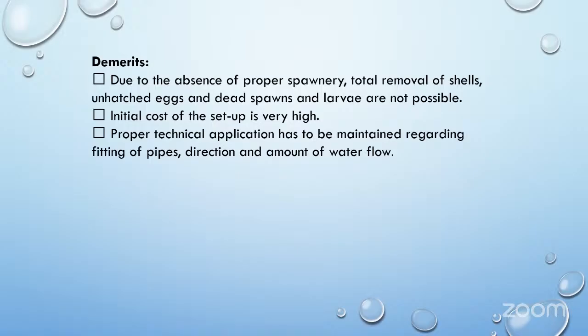Now, what are the demerits? Due to the absence of proper spawnery, total removal of shells, unhatched eggs, and dead spawns and larvae is not possible. Initial cost of the setup is very high. Proper technical application has to be maintained regarding fitting of pipes, redirection, and amount of water flow.